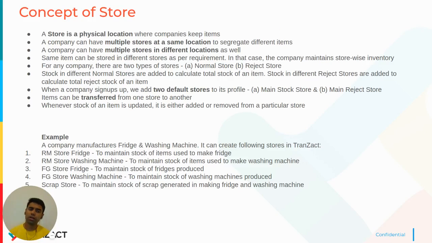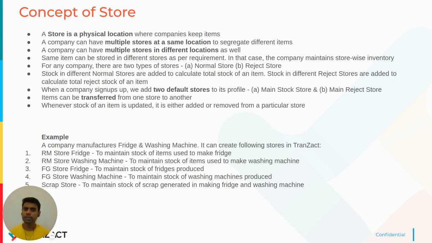Okay, so in TranZact, we have a concept called store. You can assume a store to be a physical location where companies keep items. Suppose a company has a factory in which they have a dedicated room, right? We can call it a store. A company can have multiple stores in one location. For example, in a big factory, there can be 2 or 3 different rooms, and they want to keep track of what materials are there in each room. Then each room becomes a store. Or they can have multiple stores in different locations as well.